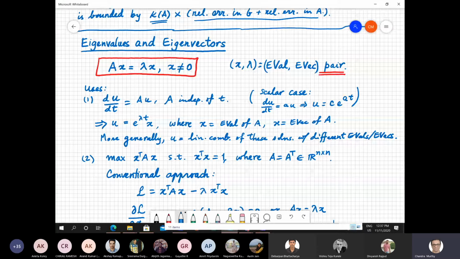And x can be any vector as long as it's not the all zero vector. Of course, the all zero vector will satisfy this equation, but we don't care about that. That's a trivial solution. So for non-zero x, if you can find a vector x and a scalar lambda such that Ax equals lambda x, we call this pair x and lambda an eigenvalue. Okay, this is not correct. To be consistent, this is an eigenvector eigenvalue pair.